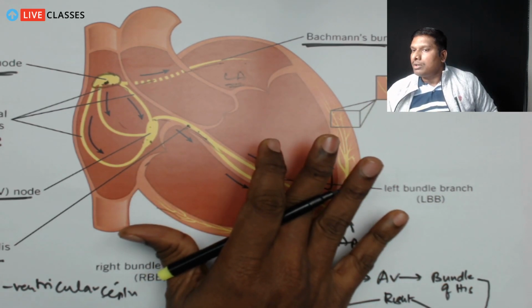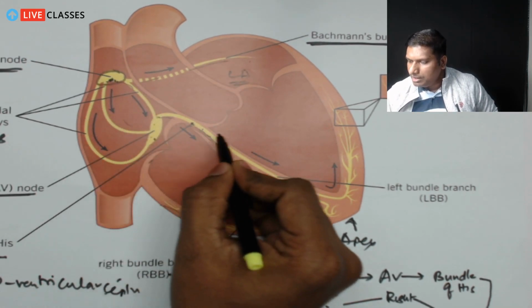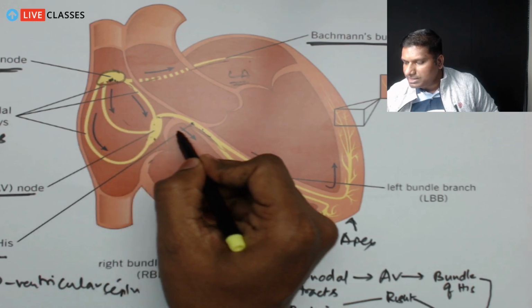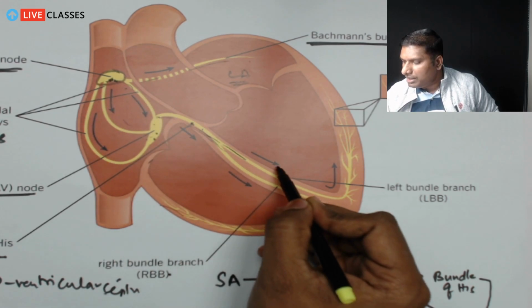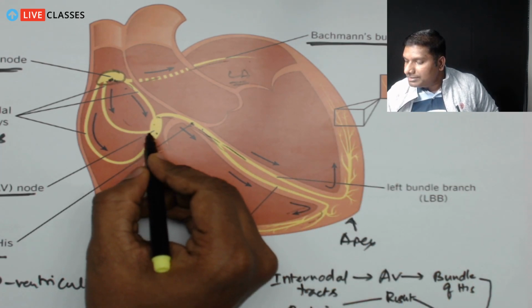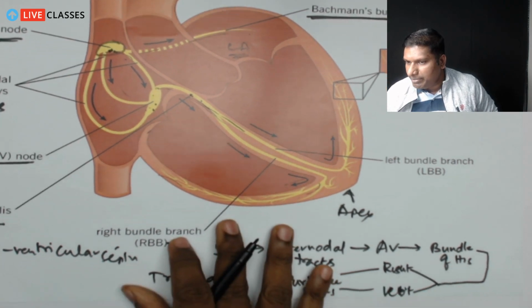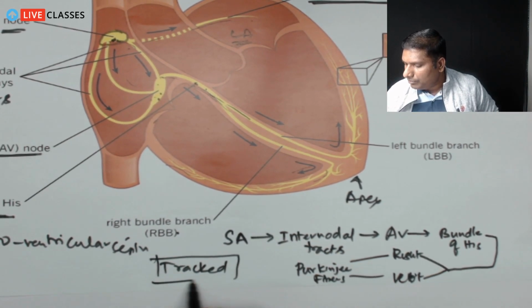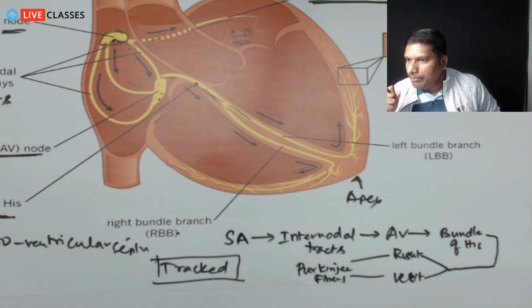So these electrical signals are generated here, it is moving here, and from here it is moving into the ventricles. These electrical signals can be tracked. We know how the electrical signals move, and what the strength of these electrical signals is, by using a machine called an electrocardiogram.